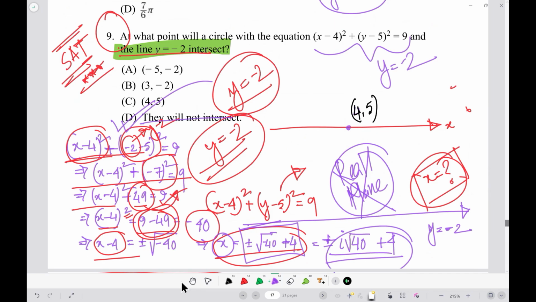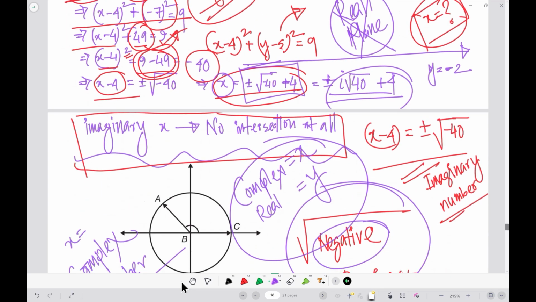They will not intersect each other because the values of x is appearing as complex. So that's why they will not intersect.